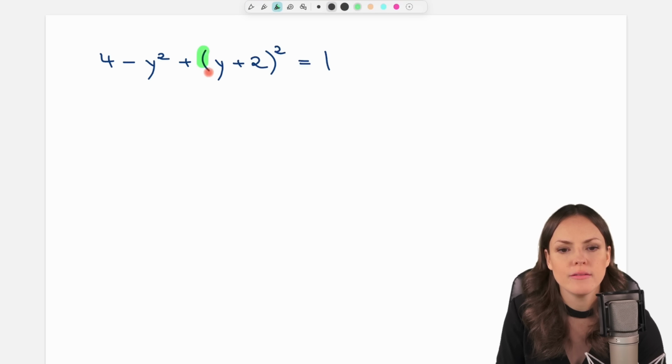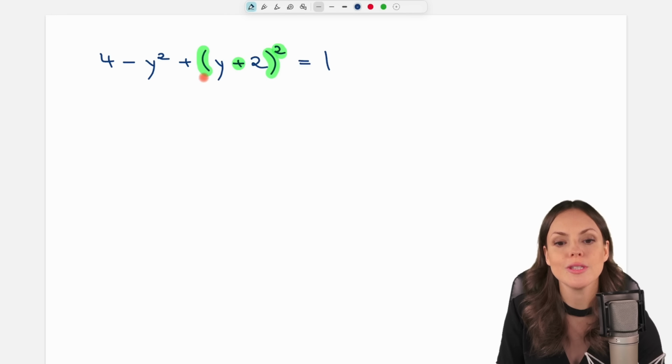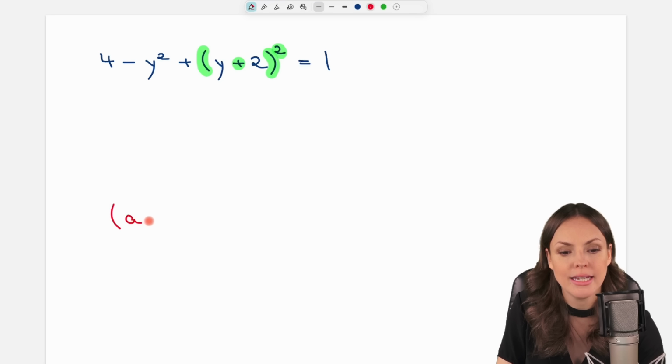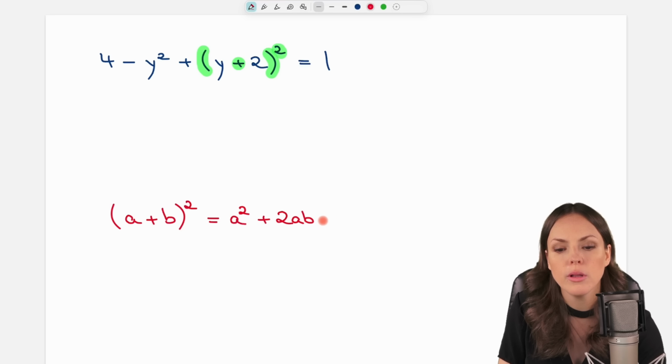So let's take our equation and let's solve it for y. Maybe we first get rid of these parentheses here. We have a sum in here and we square it, so this is a special product. There is a formula for how to get rid of these parentheses, because every time you have something like a plus b and you square this thing, then the result is a squared plus 2ab plus b squared.